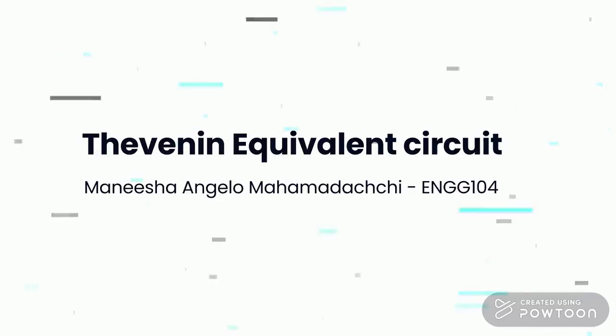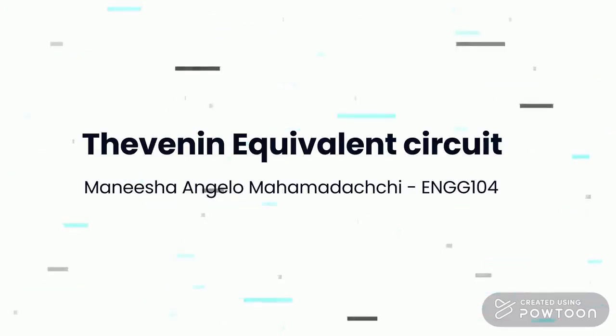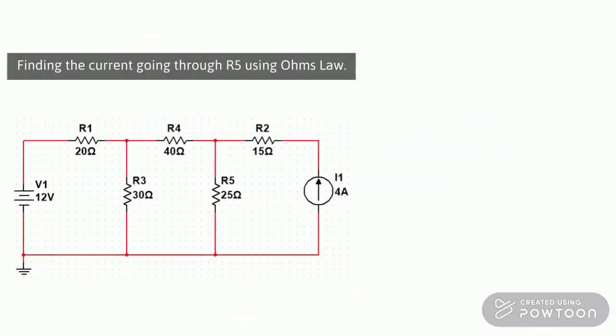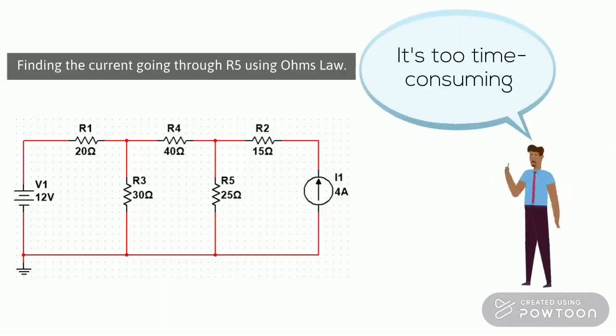Hello, today I will be discussing the Thevenin equivalent circuit. But first we need to understand what the Thevenin equivalent circuit is and why we use it. When you try to find the current going through the R5 resistor using Ohm's law, you waste too much time. But by using the Thevenin equivalent circuit, you can find the current much more easily.